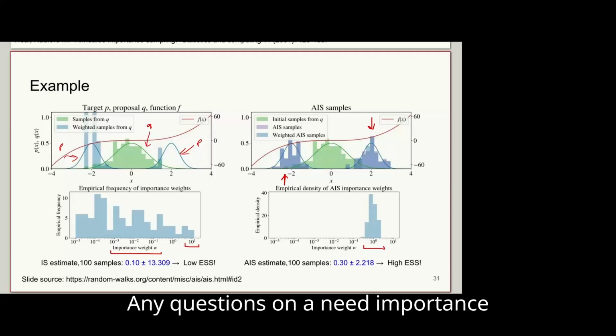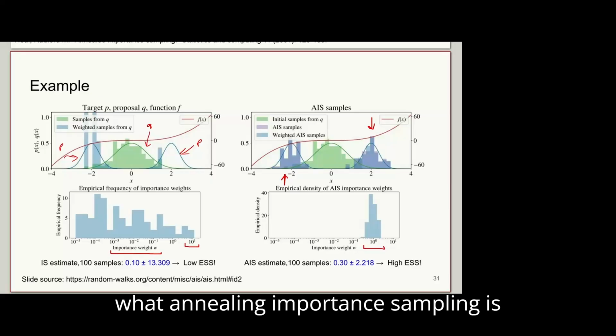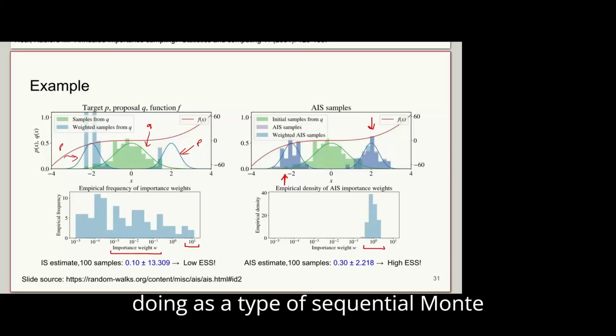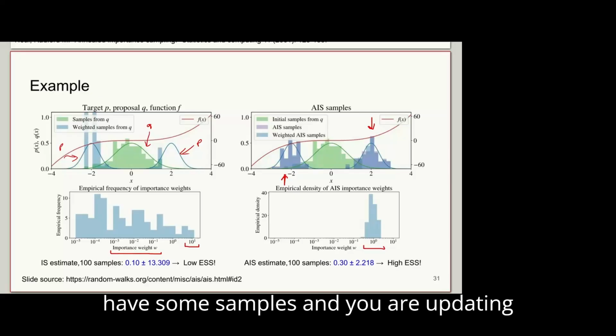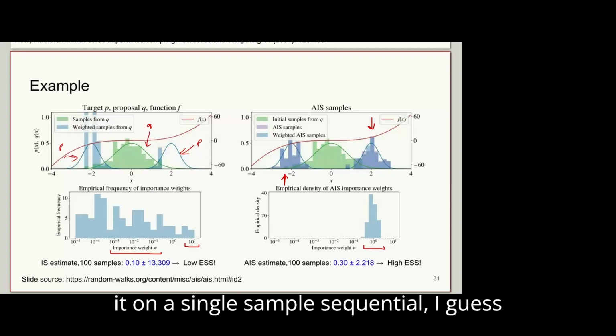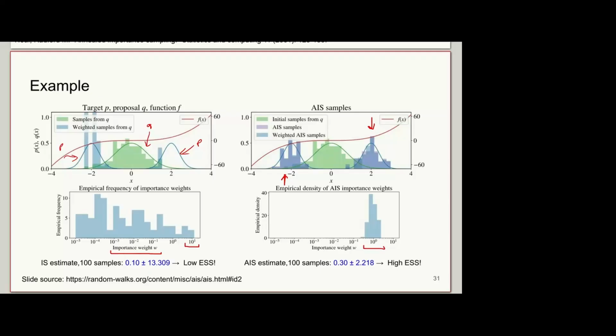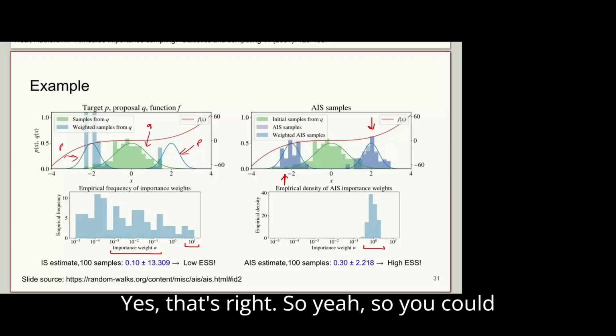Good. Any questions on annealed importance sampling? Is this similar to sequential Monte Carlo? It's related. You could also see what annealed importance sampling is doing as a type of sequential Monte Carlo. In sequential Monte Carlo, you have some samples and you are updating them in an online manner. And you can think that annealed importance sampling is doing that as well, but on a single sample. Sequential Monte Carlo, I guess you have a population you start with, and an individual is one trajectory. Yes, that's right.